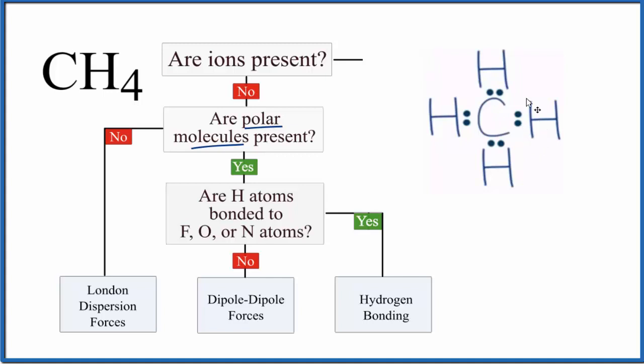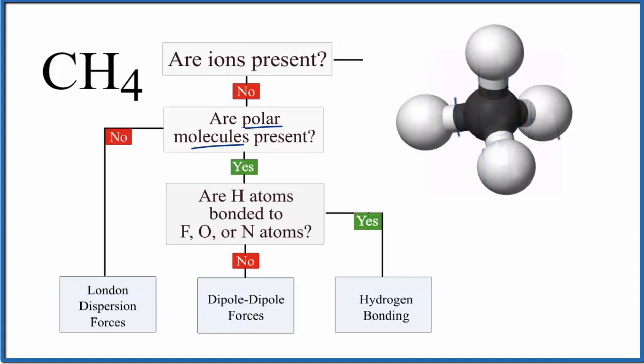Let's take a look at the molecular geometry quickly. So for methane, we have that carbon in the center surrounded by hydrogens. All of the hydrogens are pointed in opposite directions. They're all pointed in different directions, mathematically equivalent directions. So we end up with absolutely no net dipole for methane. So we don't have polar molecules present. So no polar molecules present, we go down.